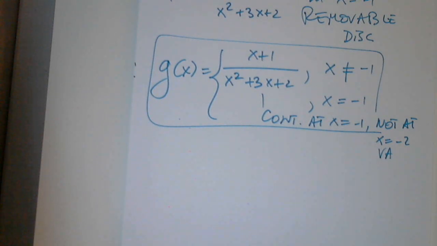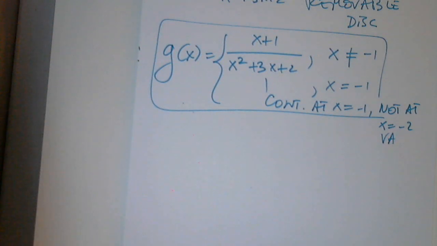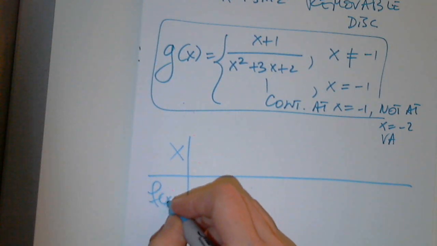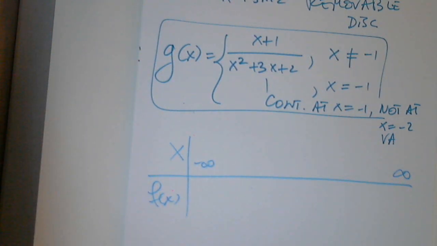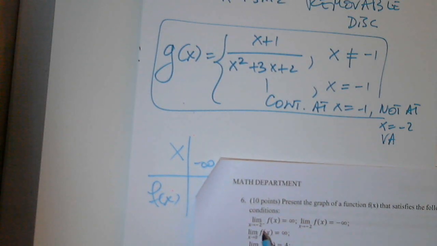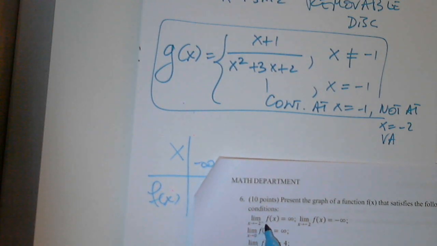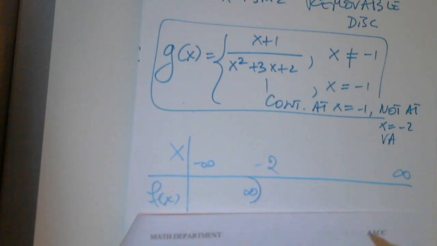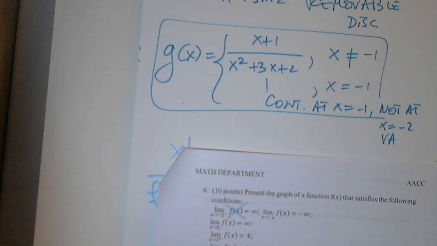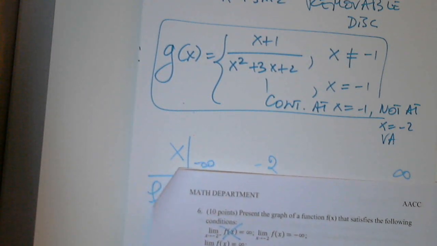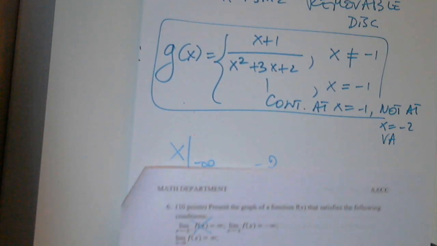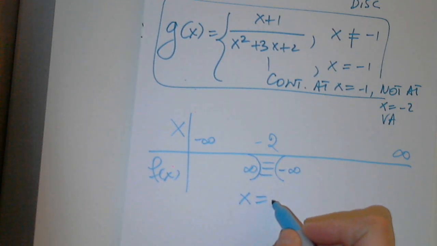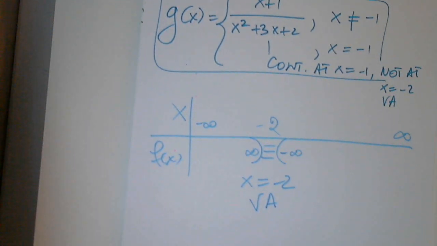Some functions will not be very easy to graph, so I'm copying all this information directly in a table. I see x approaches -2 from the left, infinity. Done. Approaches -2 from the right, -infinity. Done. To me, this is going to be x equals -2, vertical asymptote.